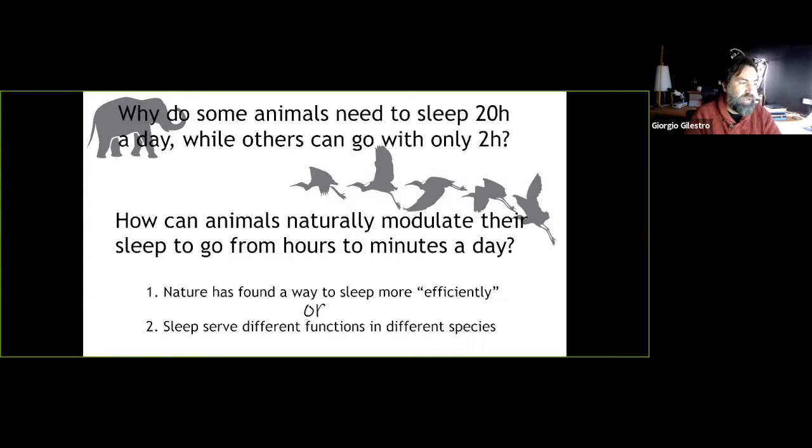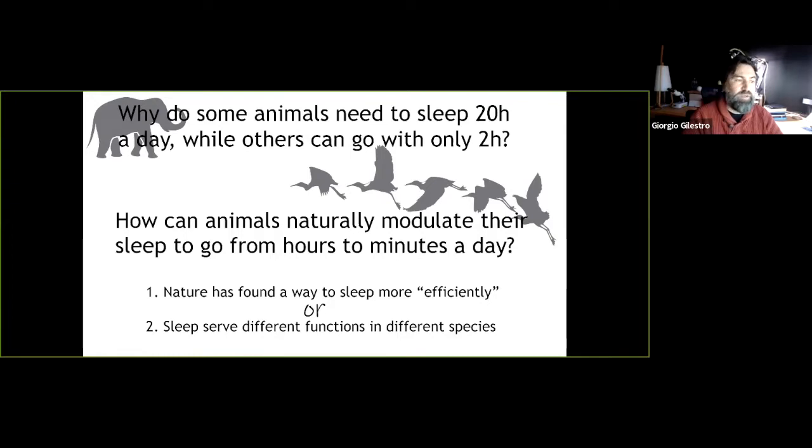Either nature has found a way to sleep more efficiently. So nature has found a way to condense into 2 hours what another animal needs 20 hours for. Or maybe nature has found a way to condense into few minutes what a bird will normally do in several hours. So either that, or sleep serves different function in different species at different time, and this different function can be modulated and suppressed in different manner.